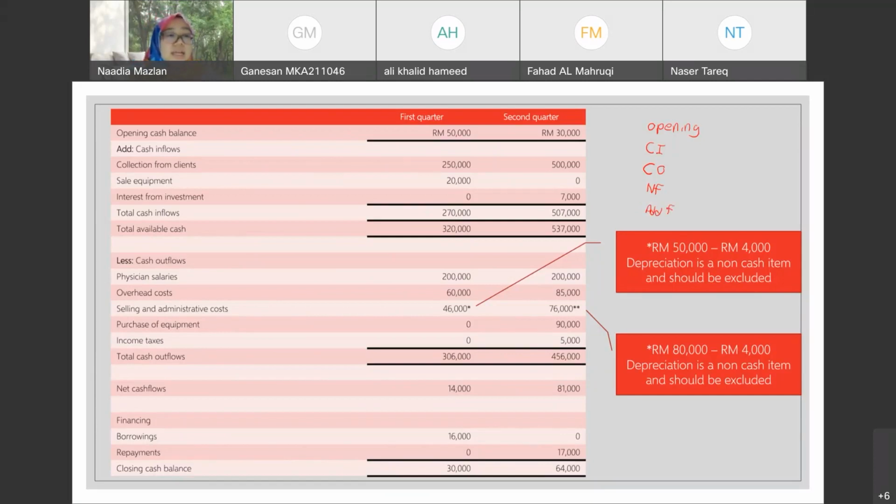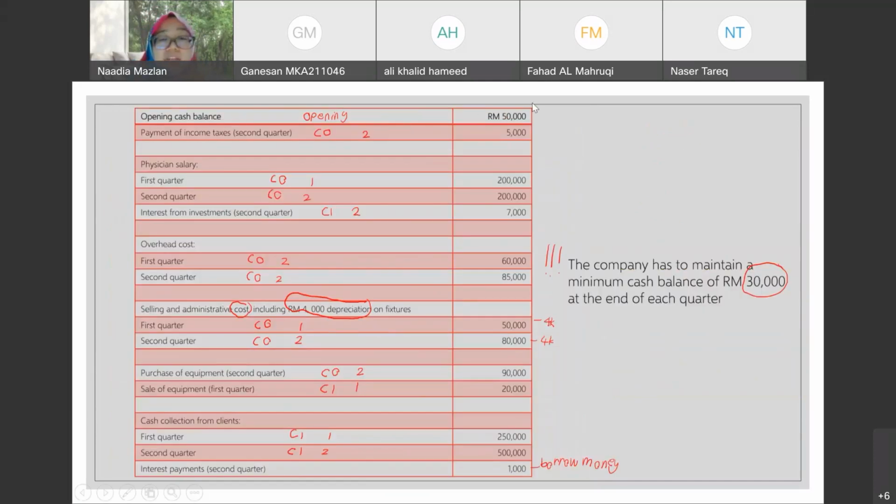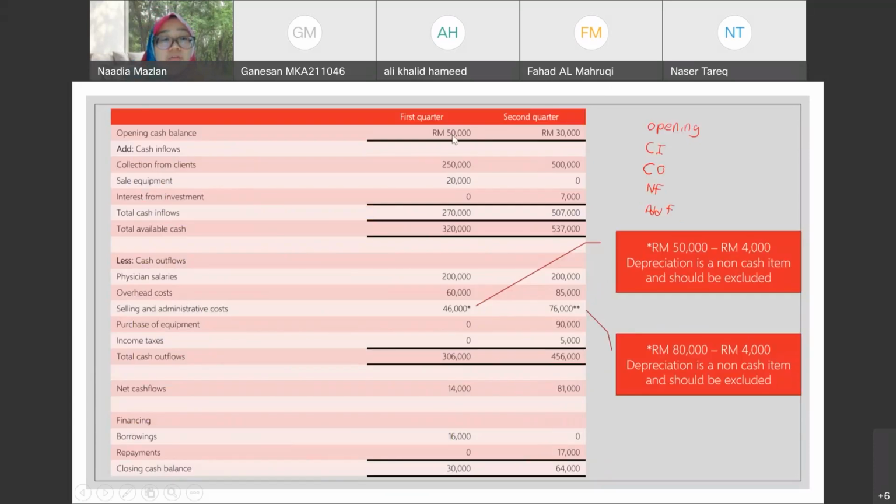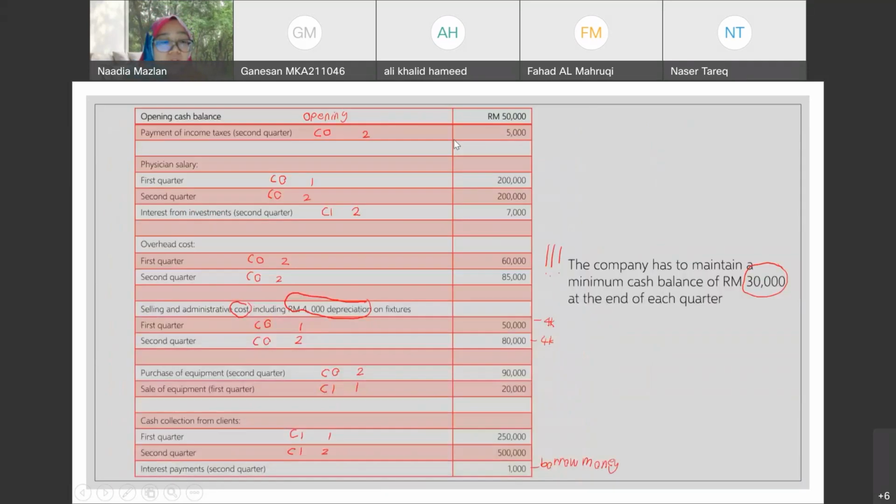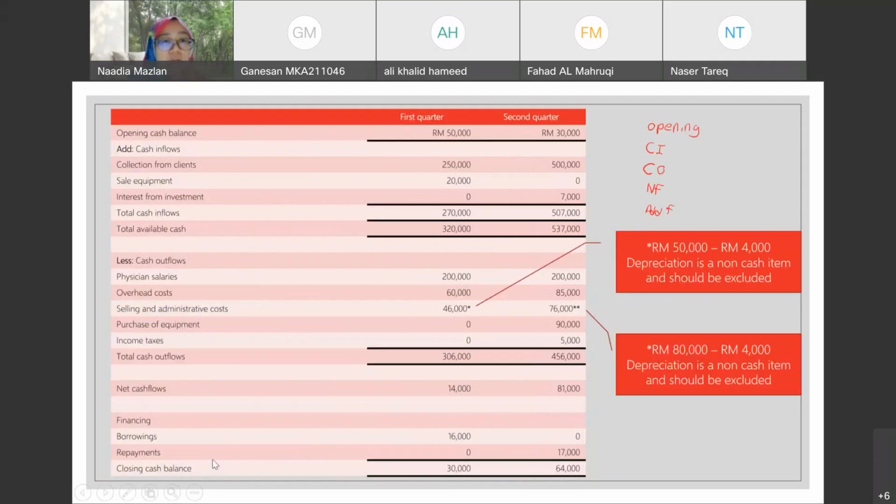Here, you can see that the opening cash balance is 50,000. Remember, the opening cash balance is 50,000. First of all, we'll put cash inflow. This is add. So, cash collection from clients. Cash only. If it says credit, you cannot put it here. No credit can be put in the cash budget. So cash collection from clients is 250K.